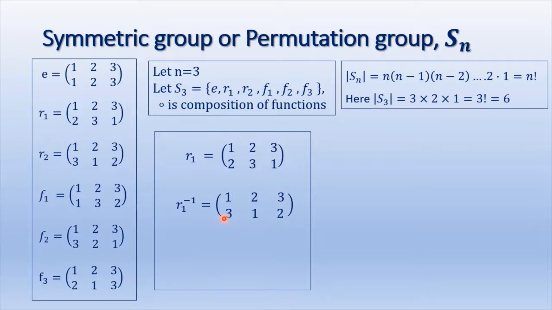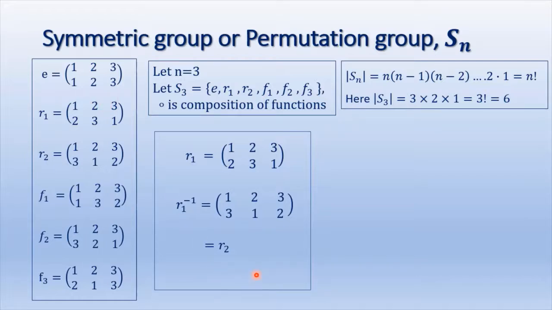After writing all the pre-images for these elements, you compare the obtained permutation with all these functions. You will see that this also belongs to this set only. So this corresponds to R2. So the inverse function of R1 is R2. We may verify that R1 into R2 will give E, the identity element.